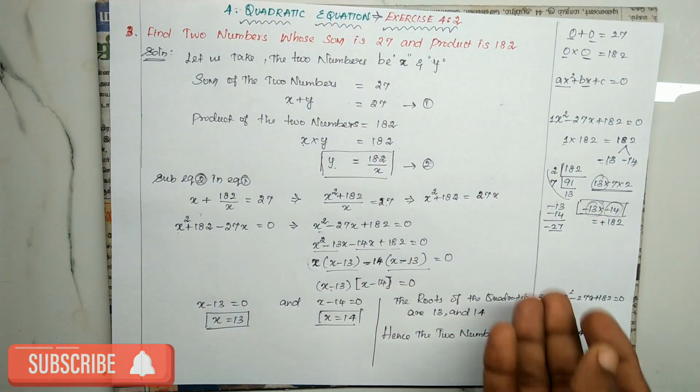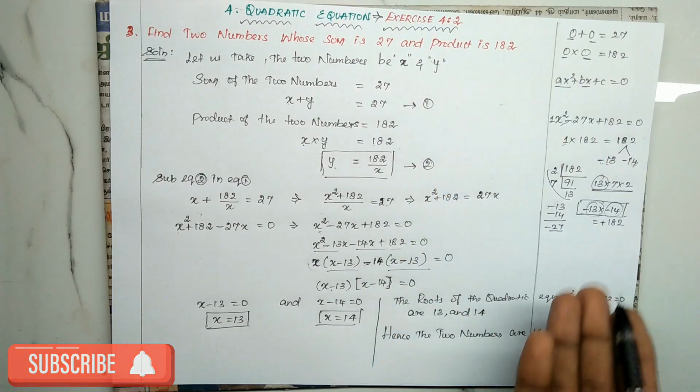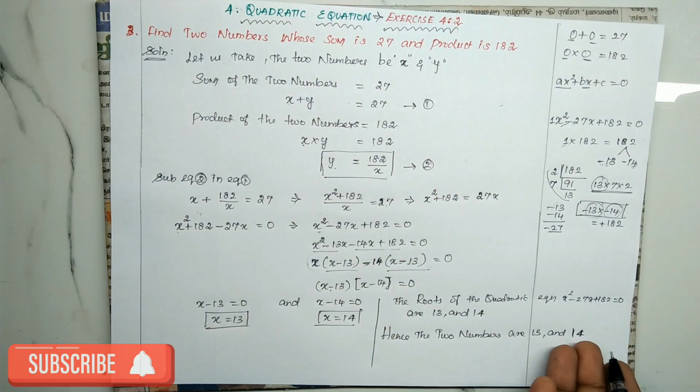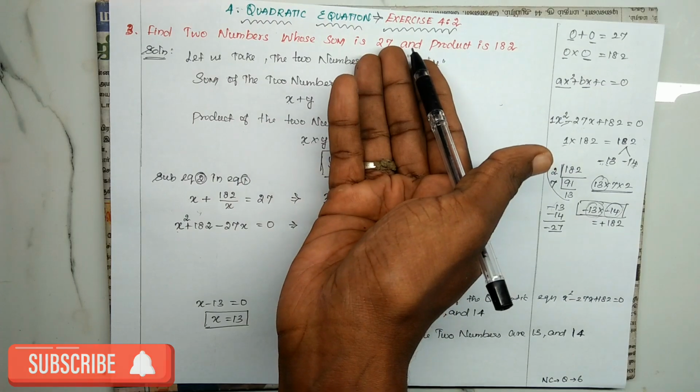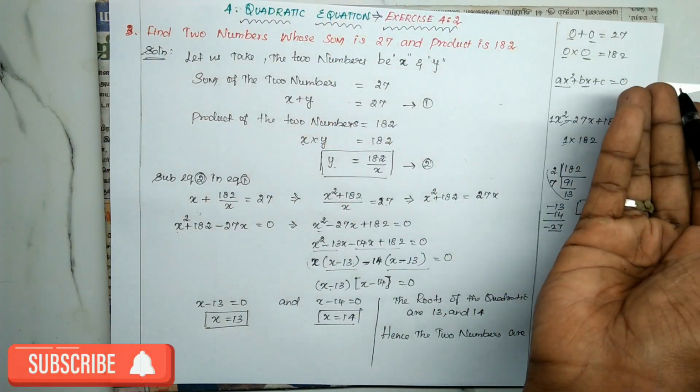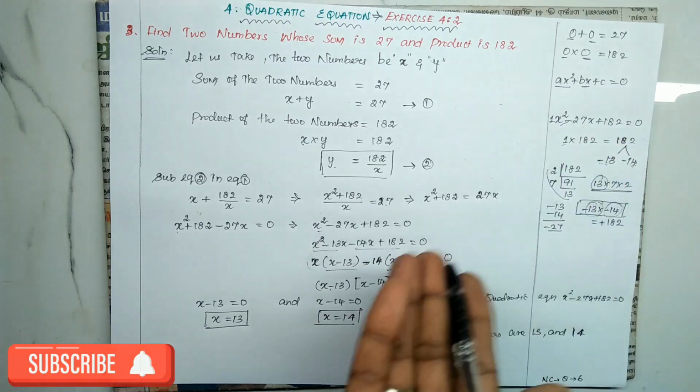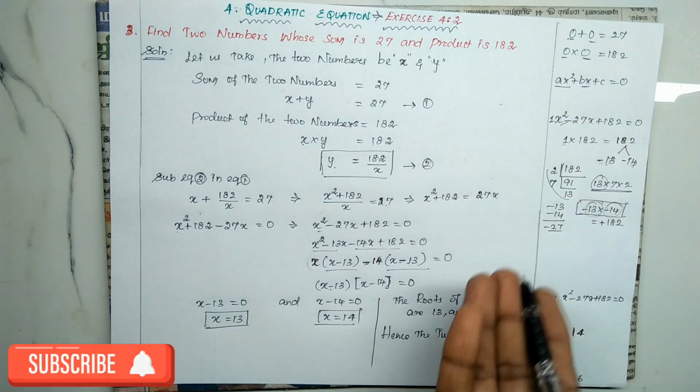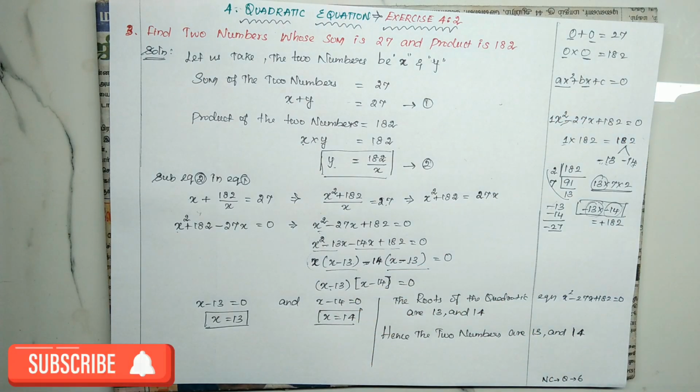If we multiply these we will get 182 and if we add both numbers we get 27. That is the question. But by using this quadratic equation only we can find this. This is the quadratic equation. Right. Thank you.